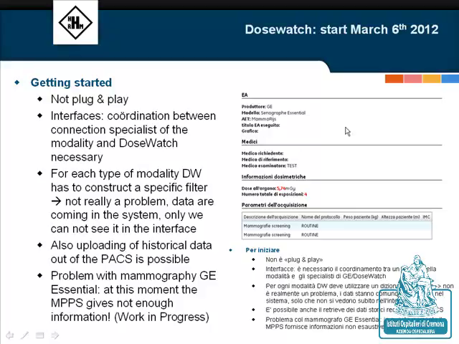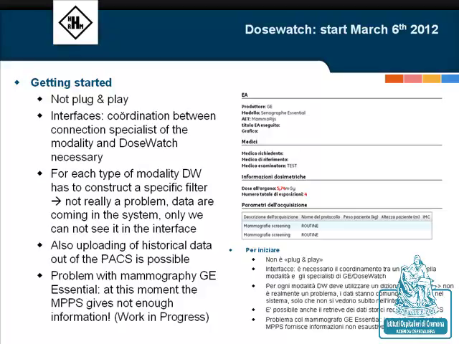We started in March, and I will say directly, not plug and play. Not plug and play. There's a lot of work to do, coordination between the connection specialist, modality, and DoseWatch. You need to validate everything as physicists before it works. They need to make a special filter. You can upload historical data, that's also possible.